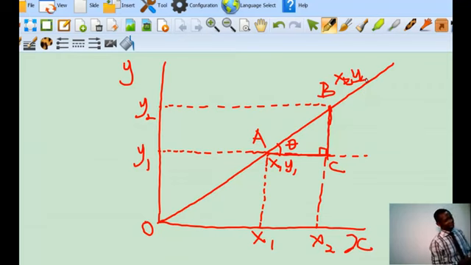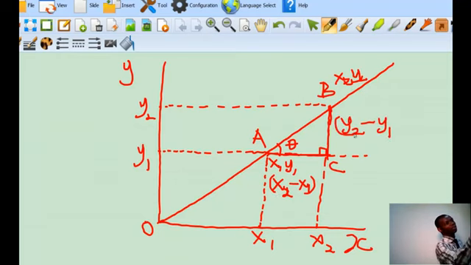If you look at your horizontal line, the difference between the first portion of your x-axis to the second, which is the change in x, will give you x2 minus x1, while that of the y-axis will give you y2 minus y1. Now, how do we determine the gradient of this line AB? This is how we are going to come about it.